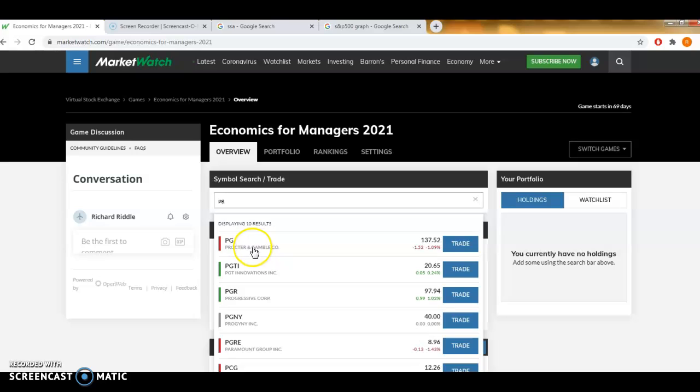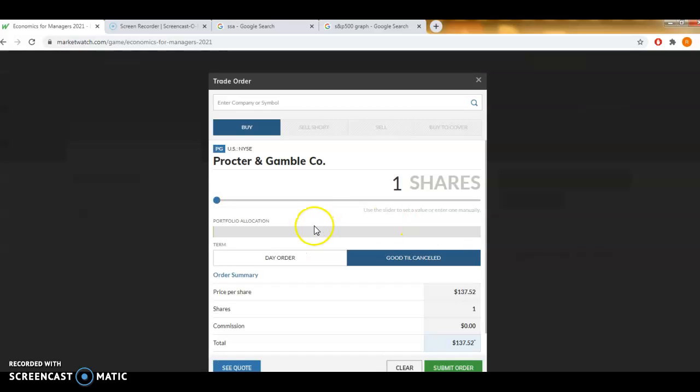It brings up a number of different stocks that start with the PG symbol. I'm going to pick Procter & Gamble. If I want to buy it, it's right now at $137.52. If I hit trade, it brings up a trade screen, and right now it starts at 1 share.